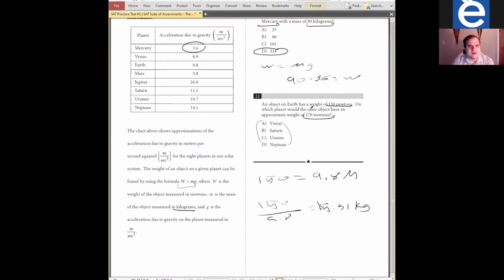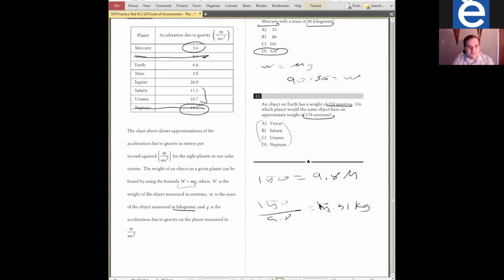We take a look here. If we take a look at Venus, right? Well, Venus would be lighter. That's lower than 9.8. And Neptune would be a lot higher because it's 14.1. So we know it's either going to be Saturn or Uranus. It's going to be one of the two.